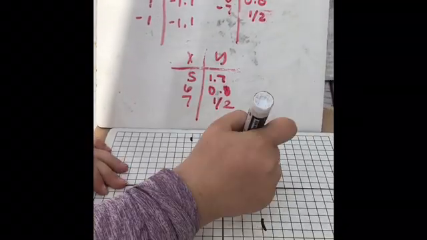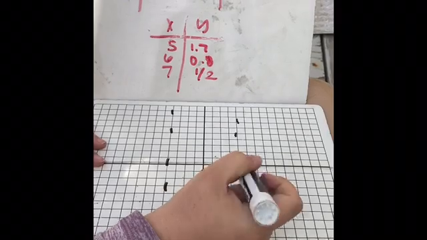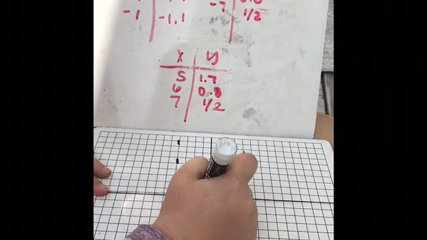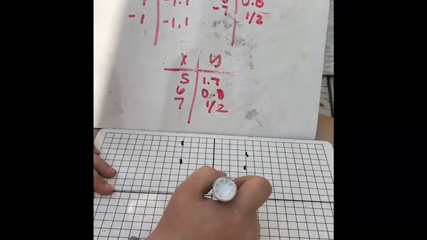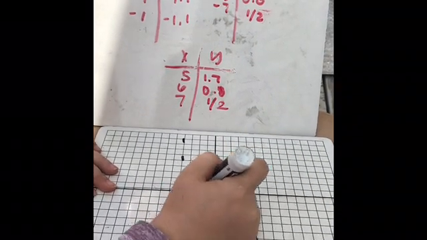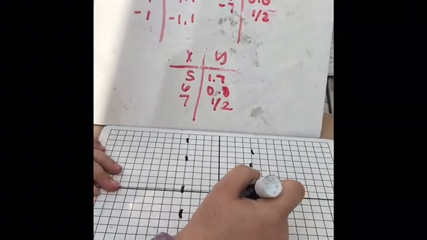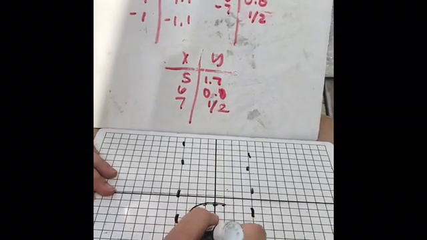So for 0, it's negative 1. For 1, it's negative 1.1. And then for negative 1, it's negative 1.1. Goes like this.